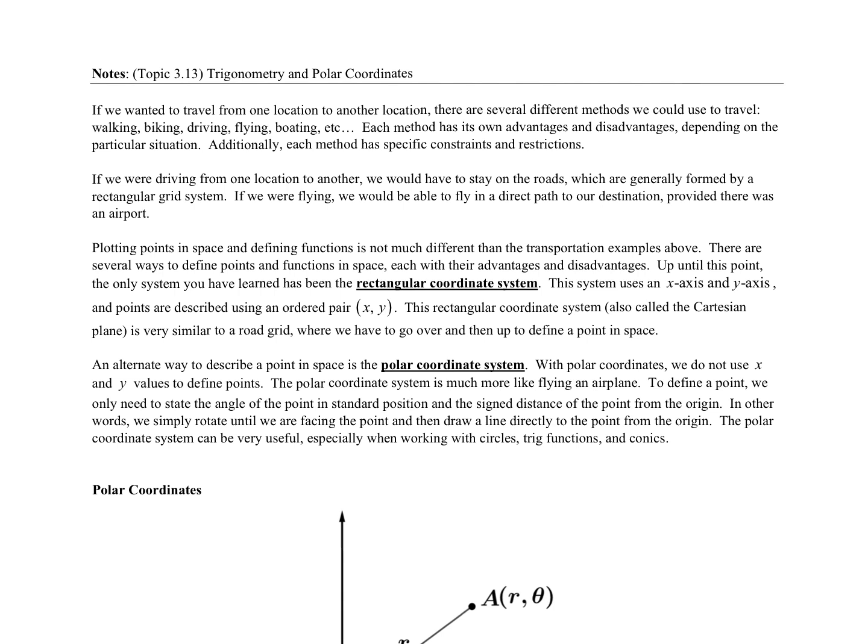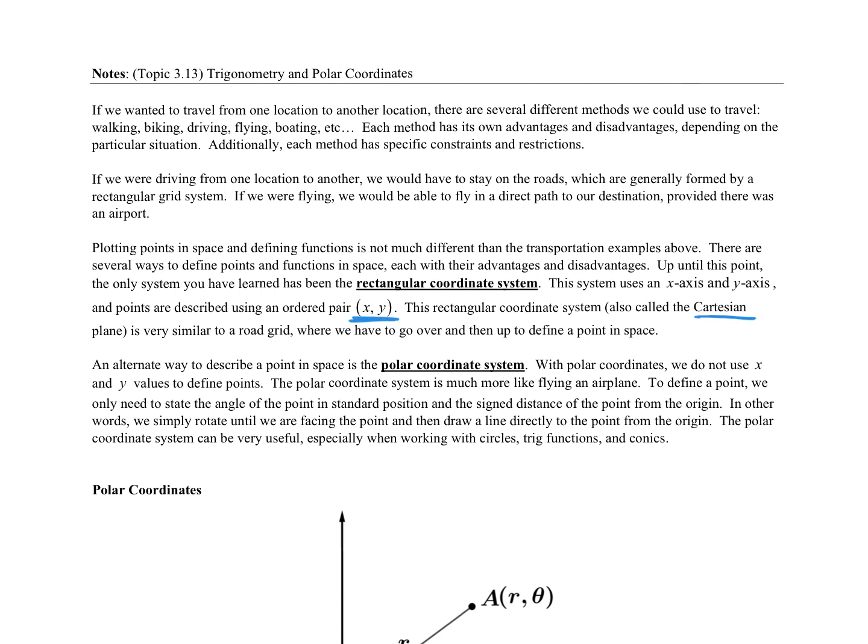If we were driving from one location to another, we would have to stay on the roads, which are generally formed by a rectangular grid system. If we were flying, we would be able to fly in a direct path to our destination, provided there was an airport. Plotting points in space and defining functions is not much different than the transportation examples above. There are several ways to define points and functions in space, each with their advantages and disadvantages.